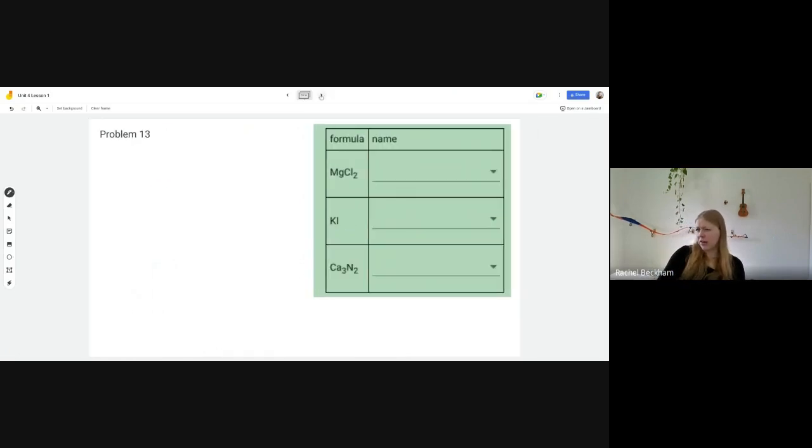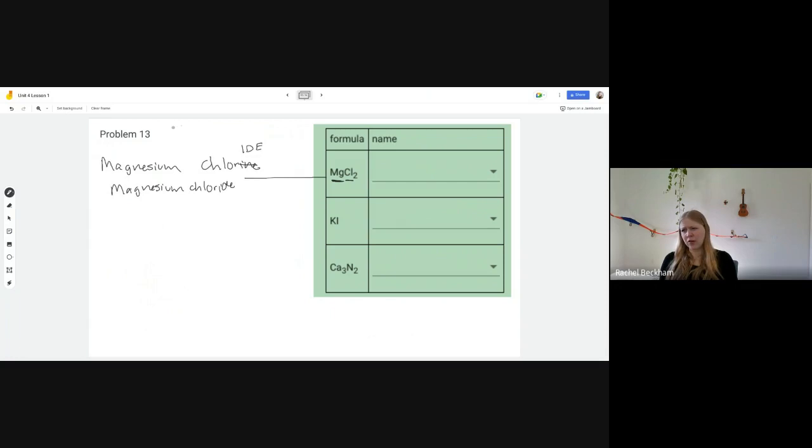Okay, let's look at the next one here. For here, we need to write the name. So I'm going to do a couple with y'all. So remember, for the name, you just write their names out and change the ending to "ide." So go find Mg and find Cl on your periodic table, or look up a periodic table online. You can go to ptable.com and look it up. Mg is magnesium and Cl is chlorine, and you change the ending to "ide." Okay, so the name of this substance is magnesium chloride.